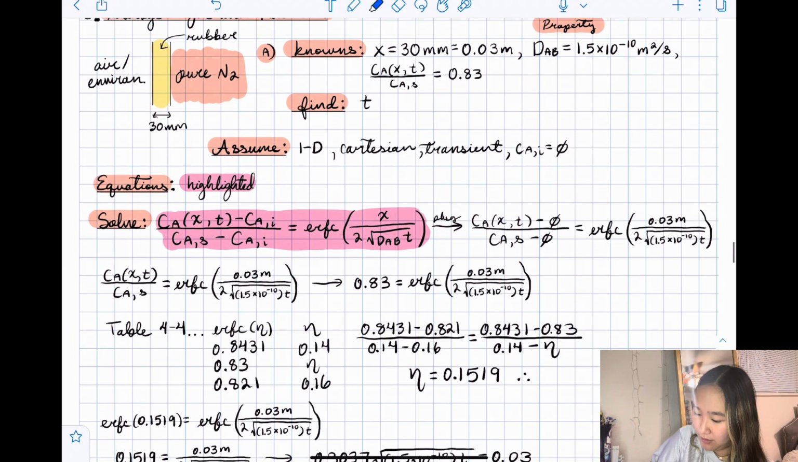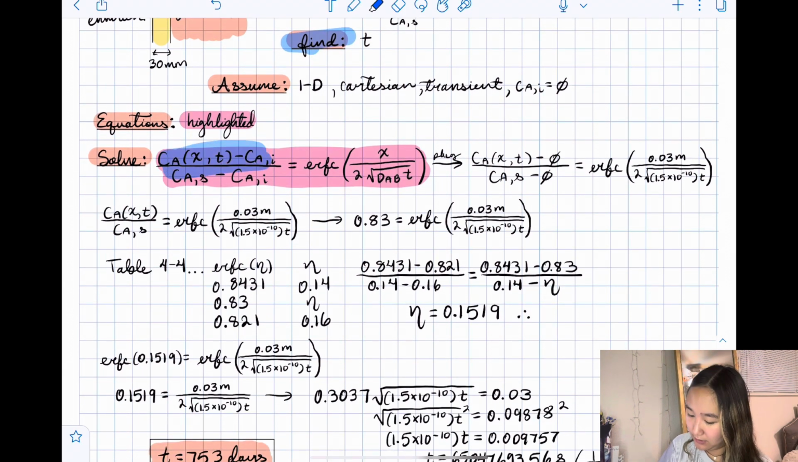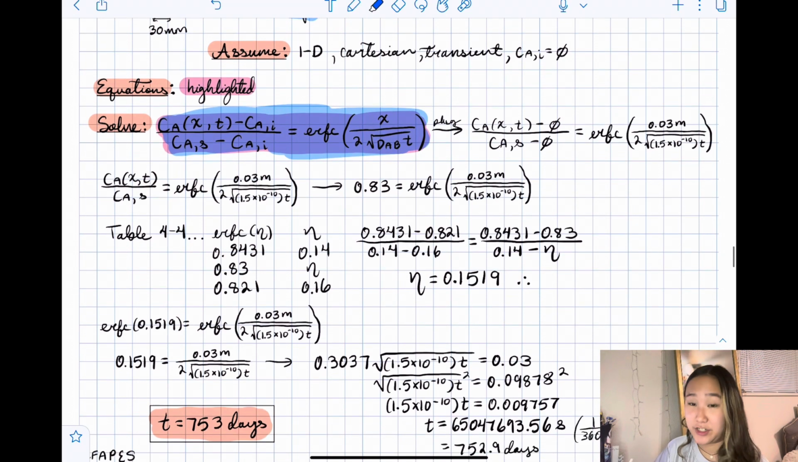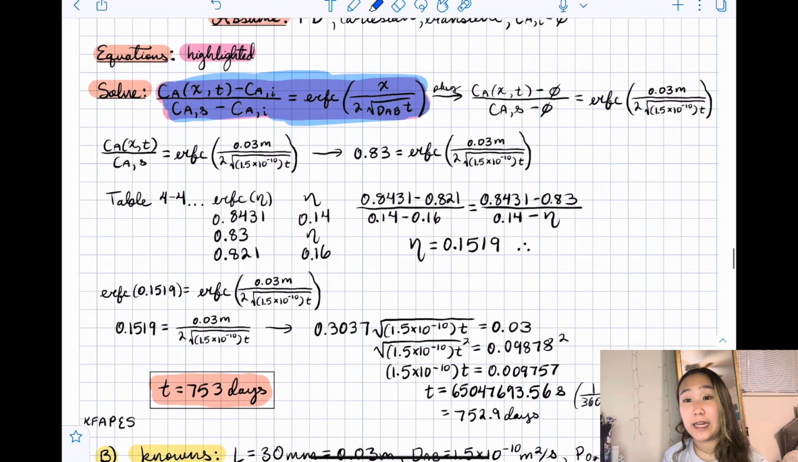So here are the knowns. Find T. I assumed 1D, Cartesian and transient, and then the concentration outside was just 0. So here are the main equations that you have to use. That one I just highlighted was very important. And from there on, you just plug and chug, solve for the error functions. I had to interpolate, and then you just plug everything in, and it's easy to solve for T from there.